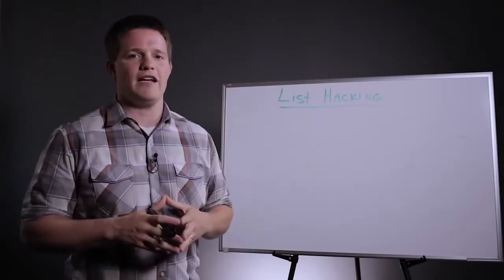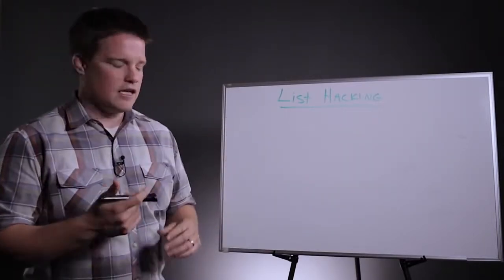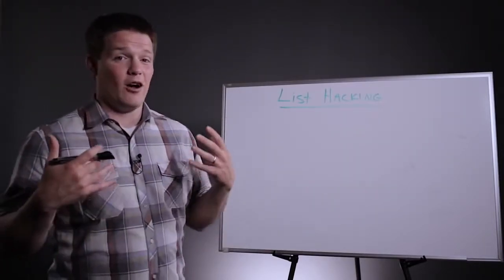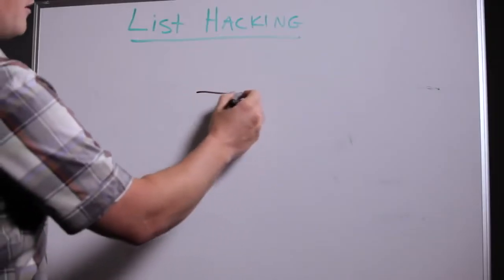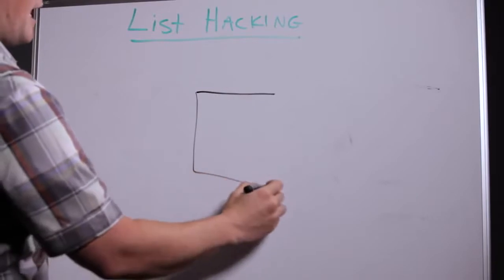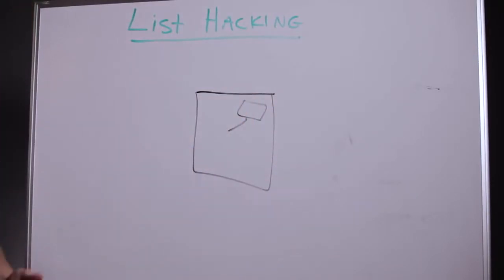So I want to make a video to explain some of what's changed over the last decade of doing this whole internet marketing thing, some of the evolutions, and what list hacking is. When I first got started online, almost 10 years ago, building a list was a little bit different. I'm sure you remember, you used to go to a website and these little annoying things would pop up. Do you guys remember these things called pop-ups?